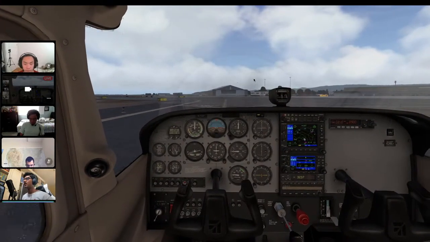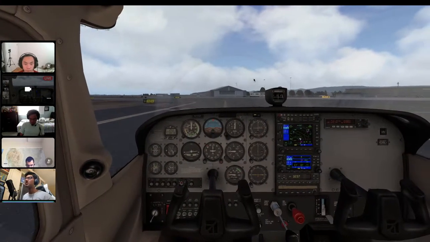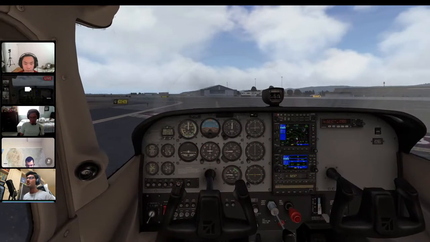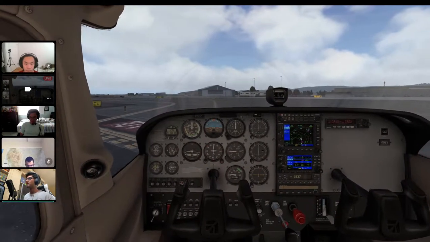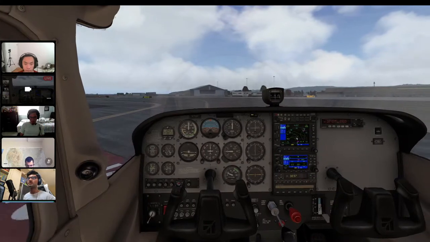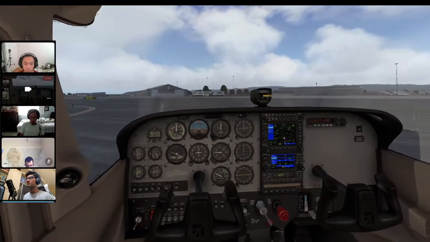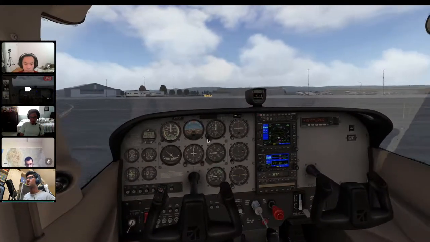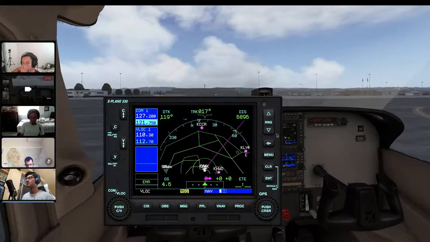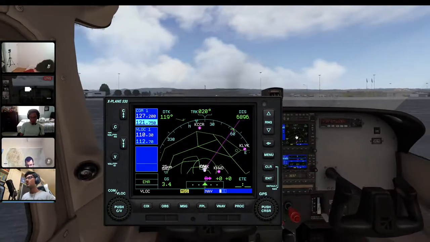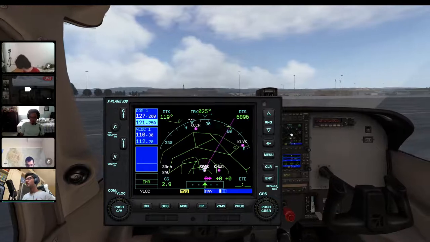Oakland Tower, November 172 Papa Papa, vacated off Golf. Ready to taxi to the ramp. November 172 Papa Papa, contact ground 121.75 for your taxi. Good day. Ground 121.75 for taxi, 172 Papa Papa, thank you.